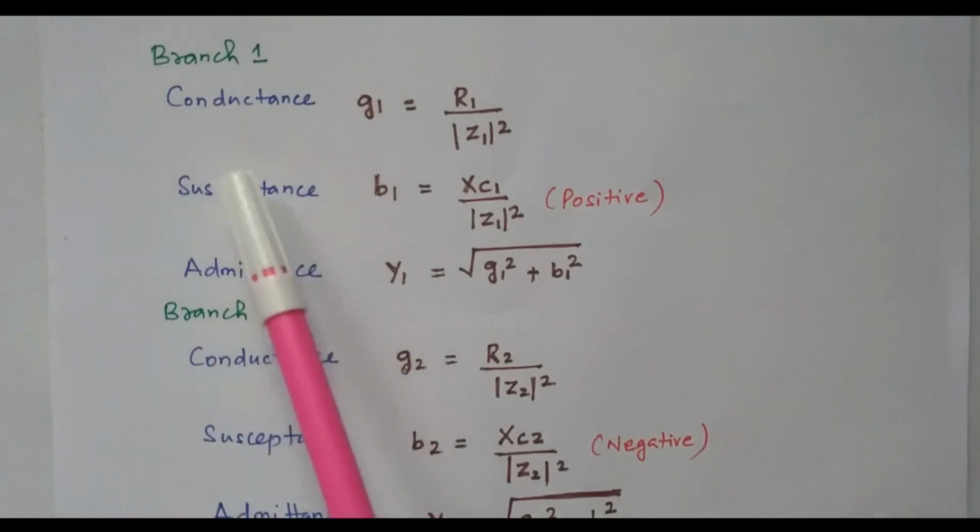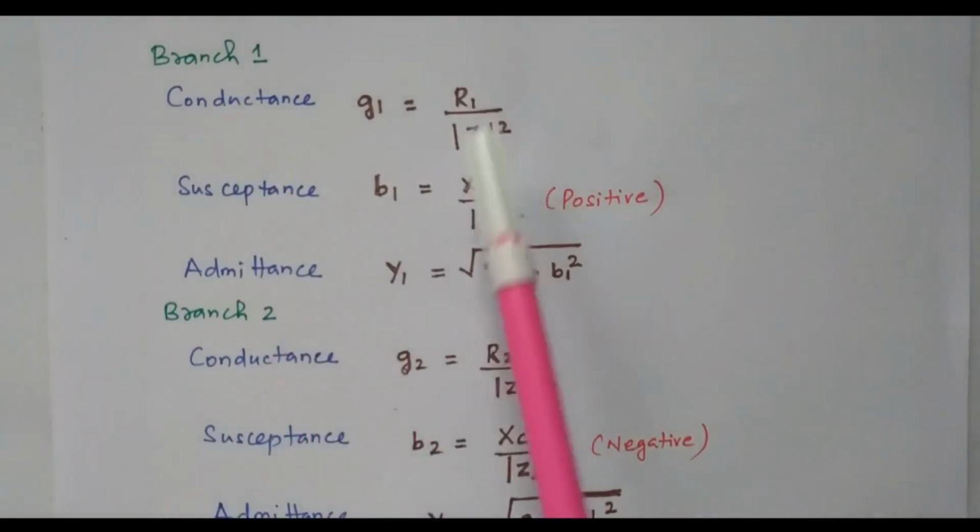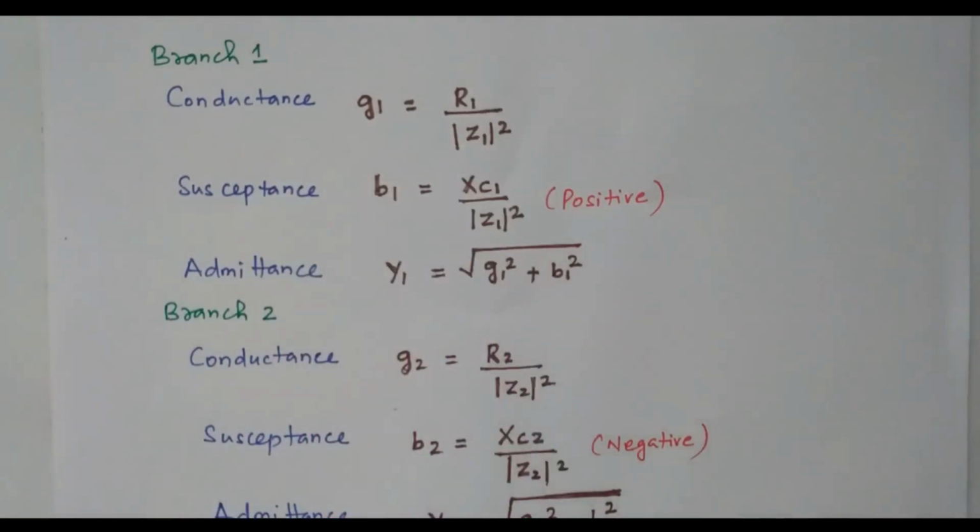For branch 1, conductance G1 is written as R1 divided by Z1 square. Susceptance B1 is written as Xc1 divided by Z1 square. It is positive because in the capacitive circuit, it is positive. Then admittance is Y1 equal to square root of G1 square plus B1 square.